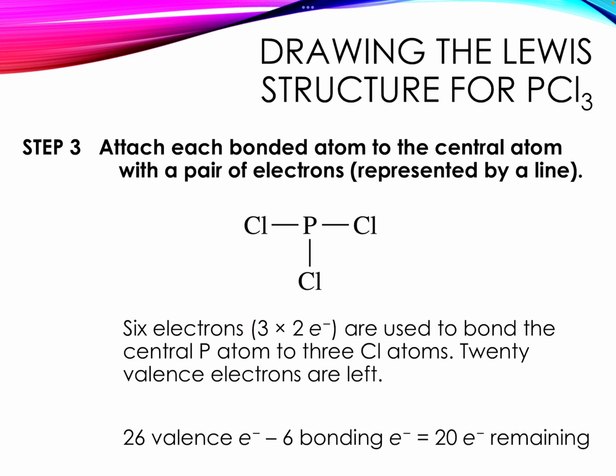Our next step is to attach each bonded atom to the central atom with a pair of electrons. So remember, we started with 26 valence electrons from that previous slide. Each bond counts as 2 electrons. So this is 2, 4, 6 electrons that we used up attaching the chlorines to the phosphorus. So we'll subtract out the 6 that we used making bonds, so we have 20 electrons left that we have to use in our structure.